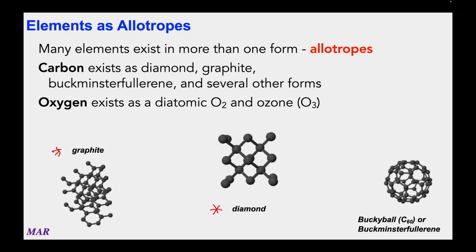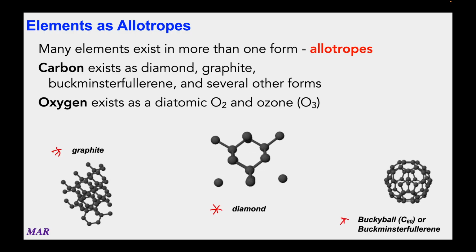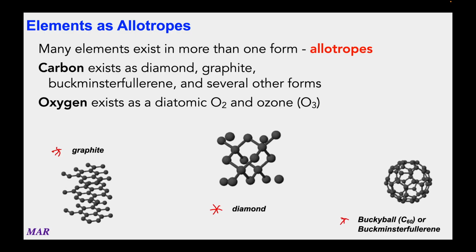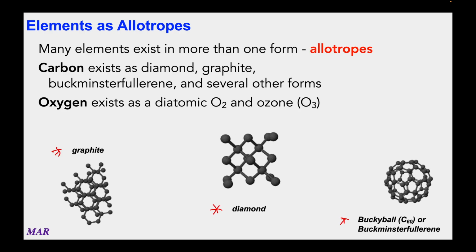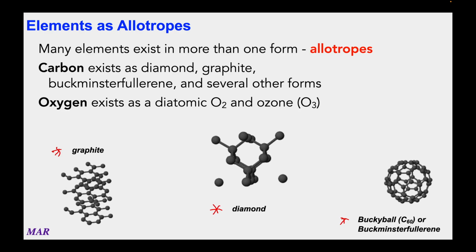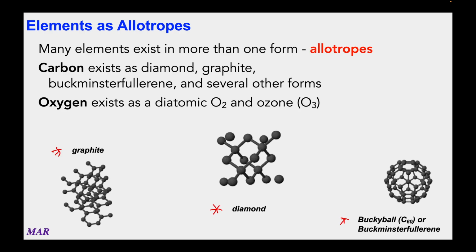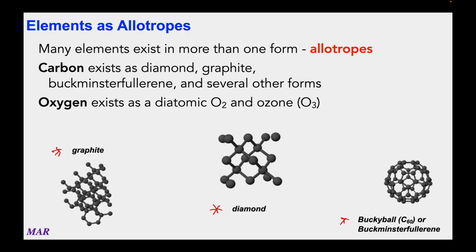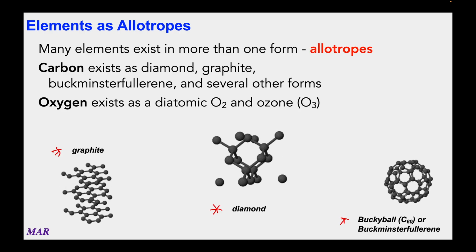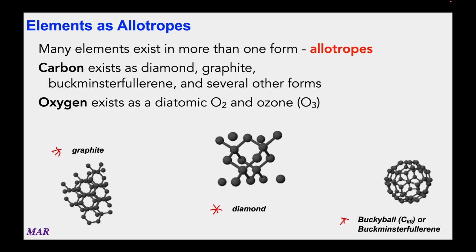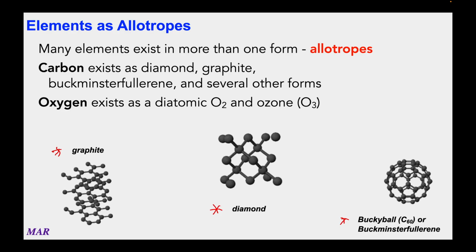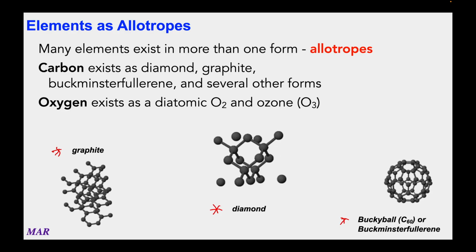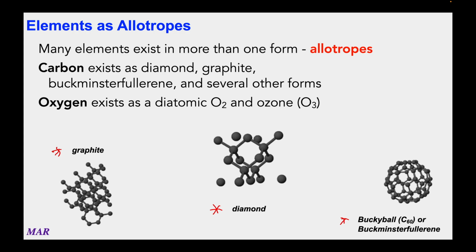And then around 1990 or so, scientists discovered what's called buckyball, or formally known as Buckminsterfullerene. And it's like a soccer ball of carbon atoms. It's a fantastic molecule. And there's a lot of interesting things that people are trying to do with buckyballs. I think we're going to hear more about Buckminsterfullerene in the future. There's a few other allotropes of carbon too. It's really amazing how versatile carbon can be.